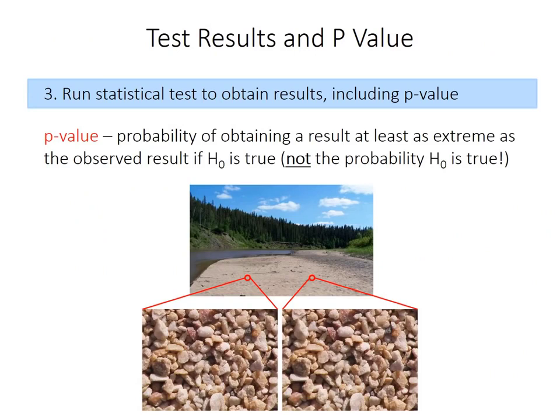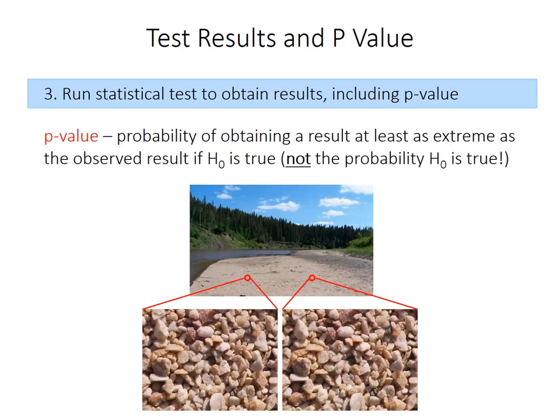So one of the outputs from a statistical test is called the p-value. And the p-value is what I mentioned on the previous slide. Now we're just defining it. It's basically the probability of obtaining a result at least as extreme as the observed result if the null hypothesis is true. So the p-value is an important part of the decision process in this type of statistical hypothesis testing.